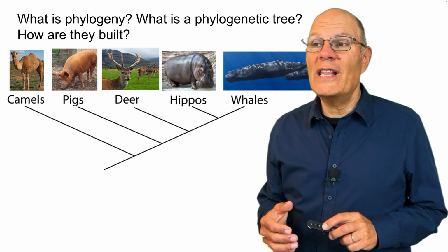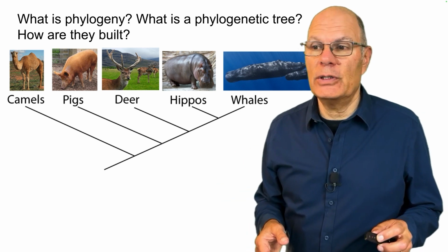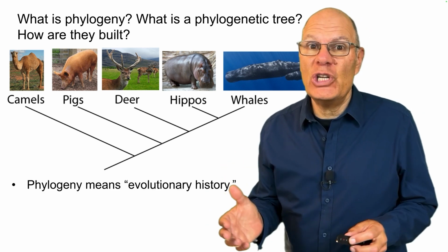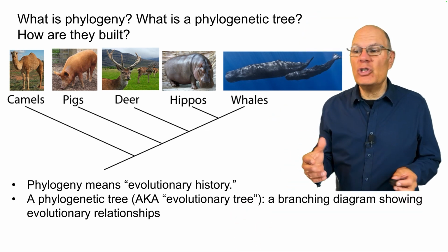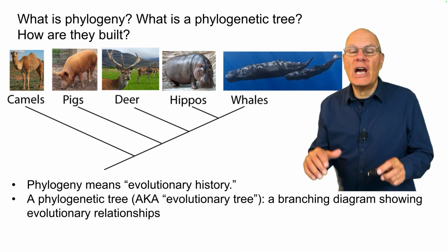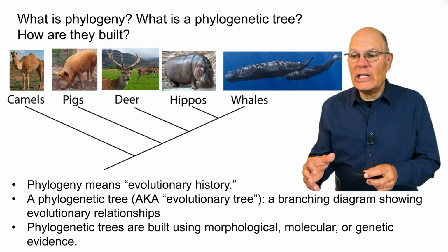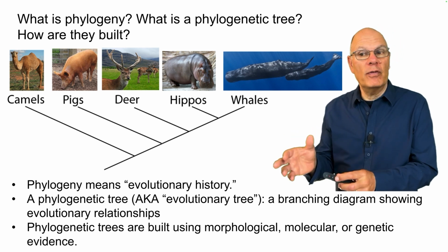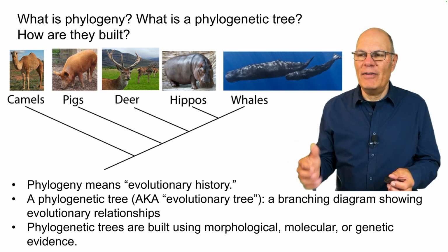apbiosuccess.com/checklist. What is phylogeny? What is a phylogenetic tree? How are such trees built? Phylogeny means evolutionary history. A phylogenetic tree, also known as an evolutionary tree, is a branching diagram that shows evolutionary relationships. And phylogenetic trees are built using morphological, that means structural, molecular, or genetic evidence.